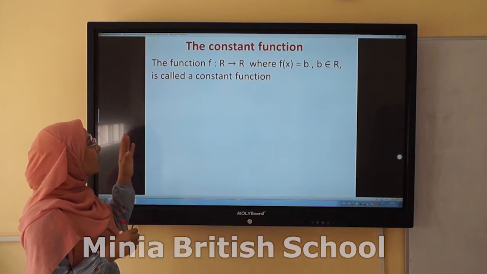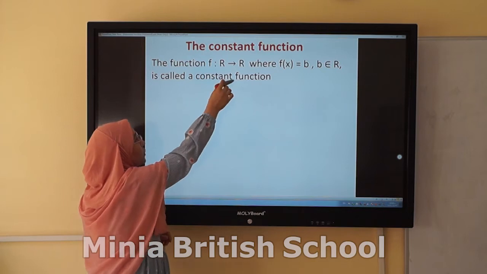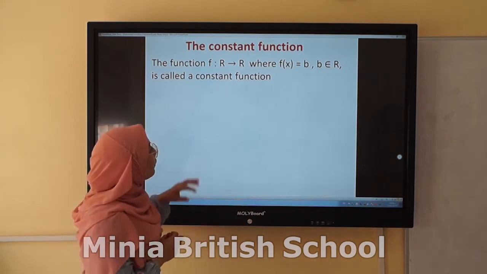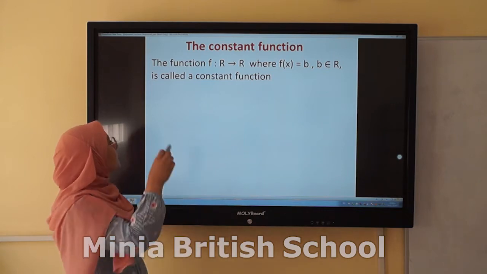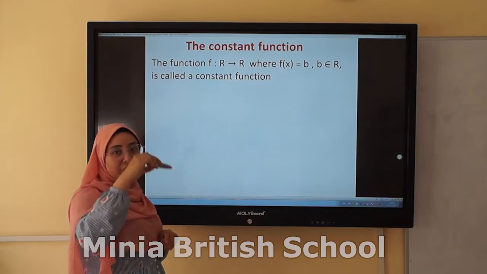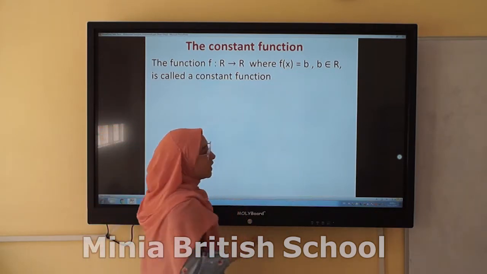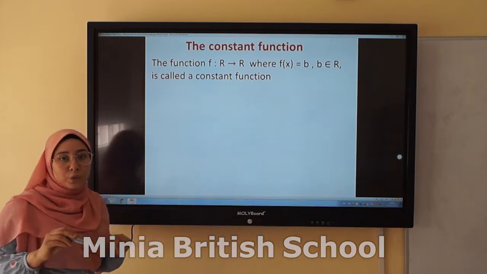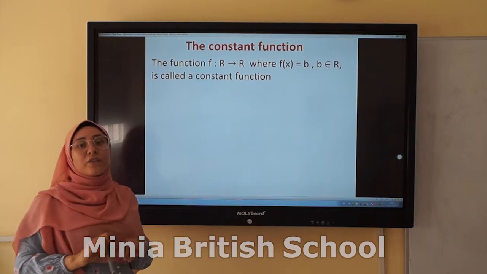The function f is a function from R to R, where f(x) equals p, and p belongs to R. It's called a constant number, okay? So the constant function is f(x) equals p, and p belongs to R. This is called a constant function.